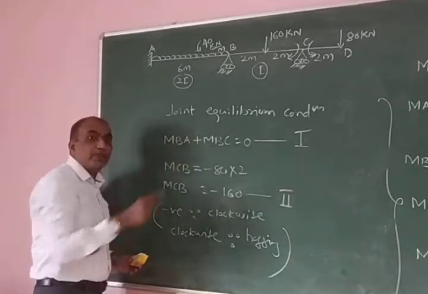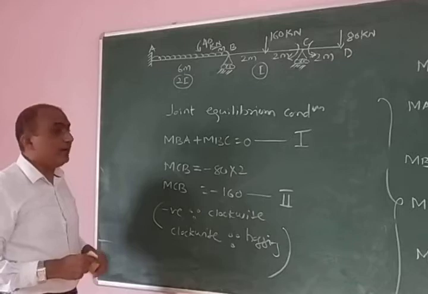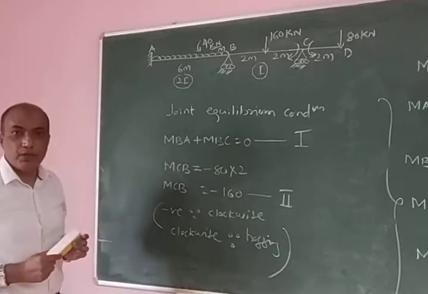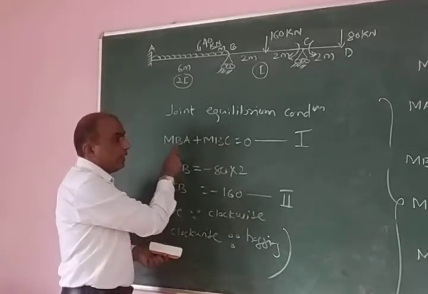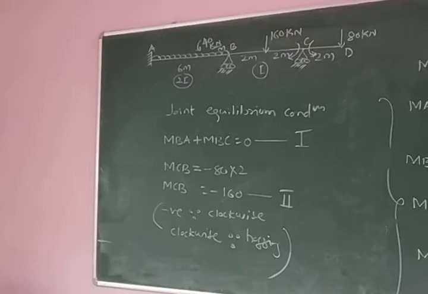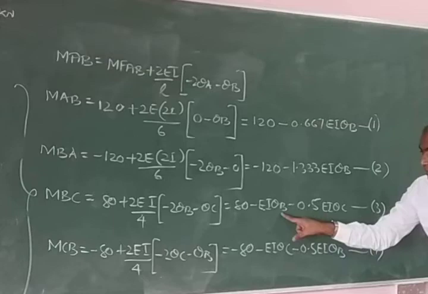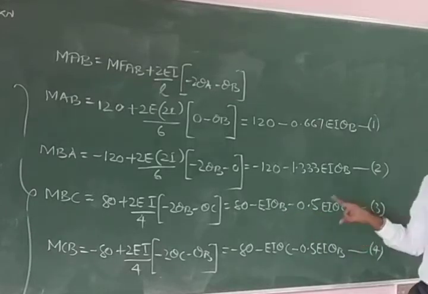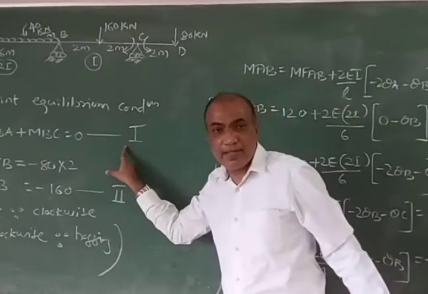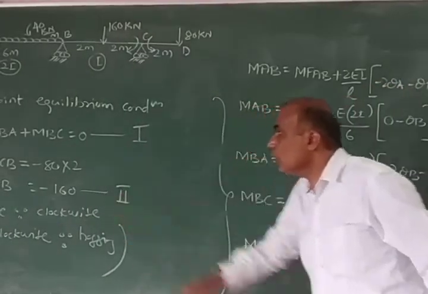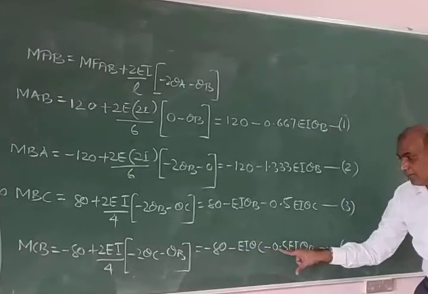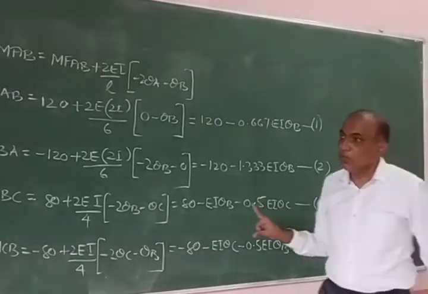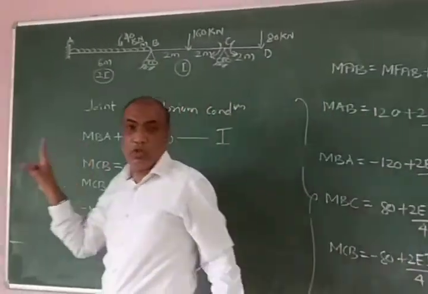Now what you need to do is formulate these equations and solve them. You can see the first equation: MBA, which we already know, is minus 120 minus 1.33 EI theta B, and MBC is plus 80 minus EI theta B minus 0.5 EI theta C. That is MBA plus MBC equal to 0. Simplify this. Then the second equation: MCB is equal to minus 160. We know already MCB, minus 80 minus EI theta C minus 0.5 EI theta B. This you equate to minus 160. So solve these two equations.